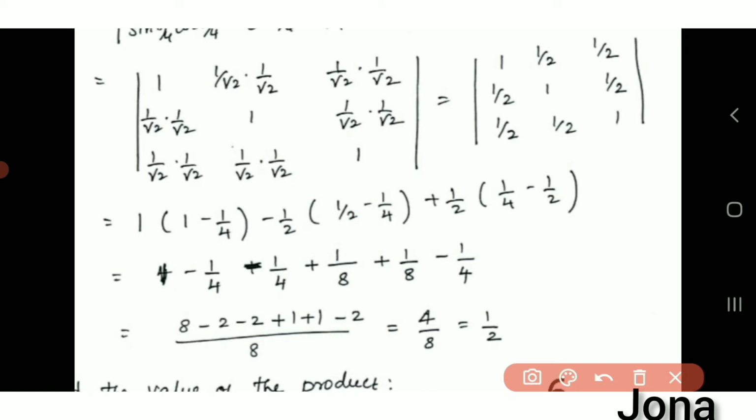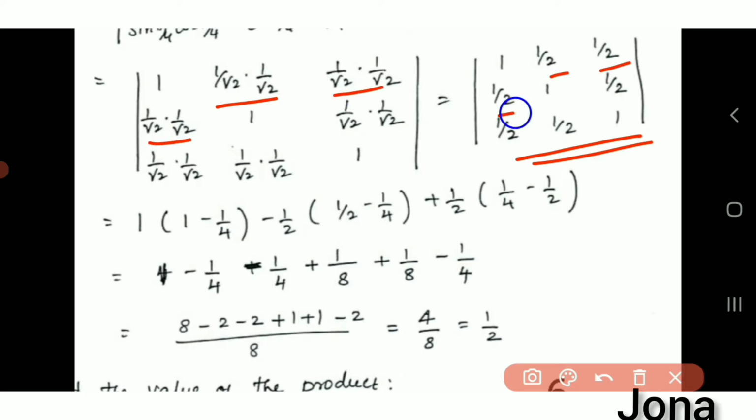Here, substitute all the values of sin pi by 4 and cos pi by 4. So we substituted the value as 1 by root 2 for everything there. Then we want to find the determinant value. If you multiply this, we get the simplest form. 1 into root 2 into root 2 is 2, so 1 by 2. Even here also 1 by 2.